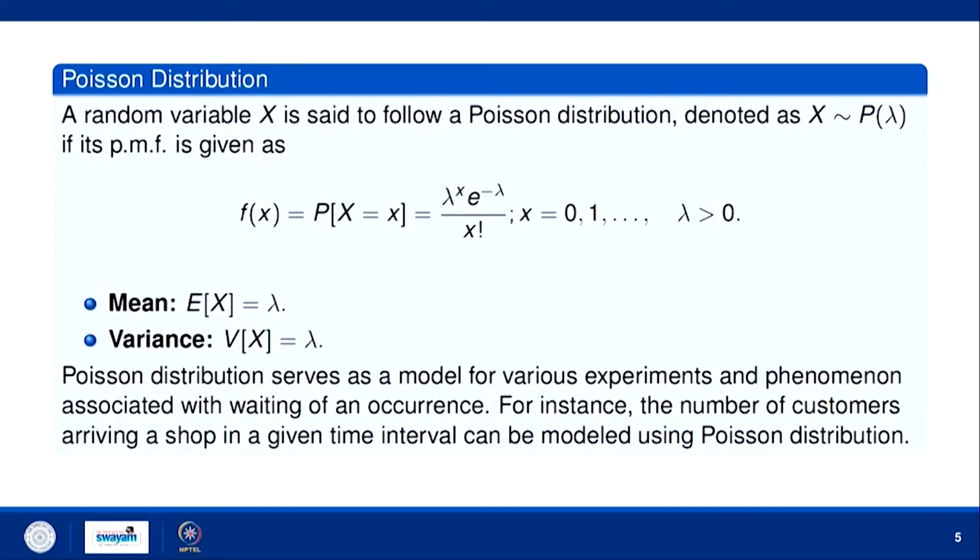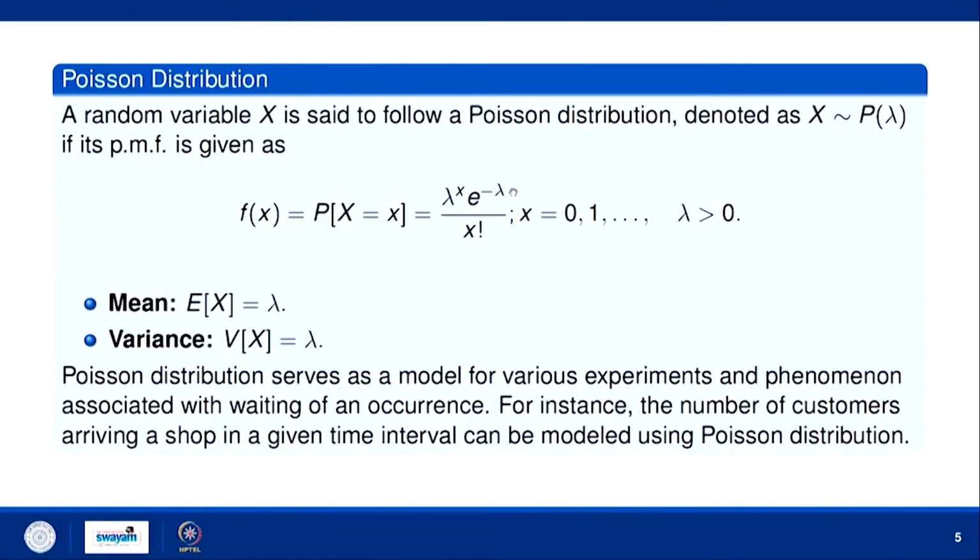Now, the next distribution is the Poisson distribution. Let us suppose a random variable x follows a Poisson distribution, denoted by P of lambda. Here the parameter is only one, which is lambda. In the binomial distribution we have 2 parameters, n and p. Here we have only lambda and its PMF is given by lambda raised to power x times e raised to power minus lambda upon factorial x, where x varies from 0 to infinity and lambda is greater than 0.